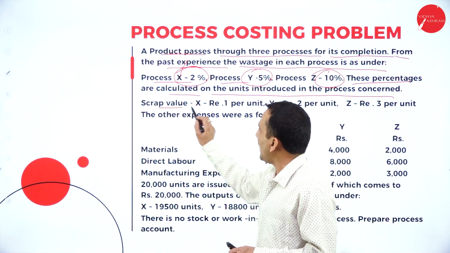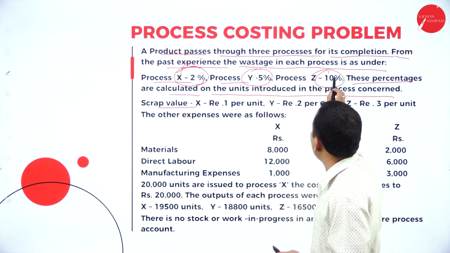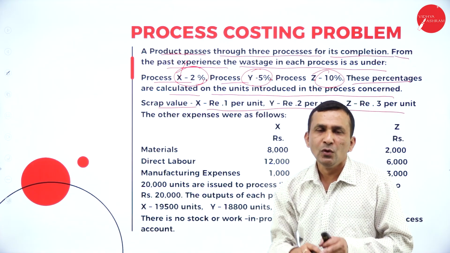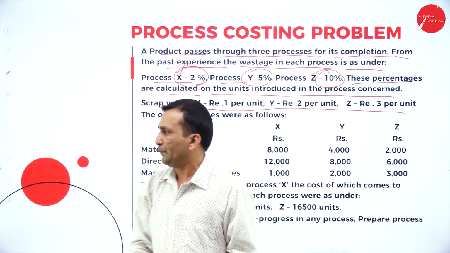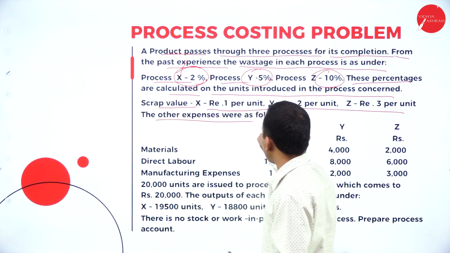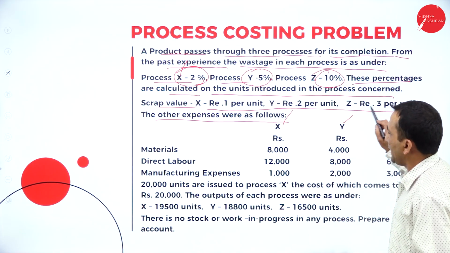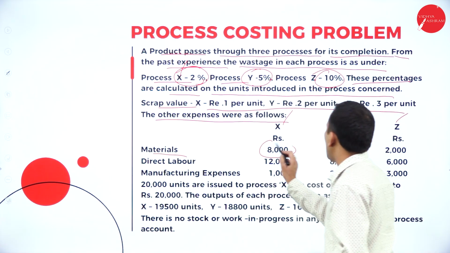The scrap value is given for the 2%, 5% and 10% losses at the respective rates. Why is the scrap value given? To recover the value. Here the other expenses were as follows. There are X, Y and Z, three processes. The first one, the material, is 8,000.